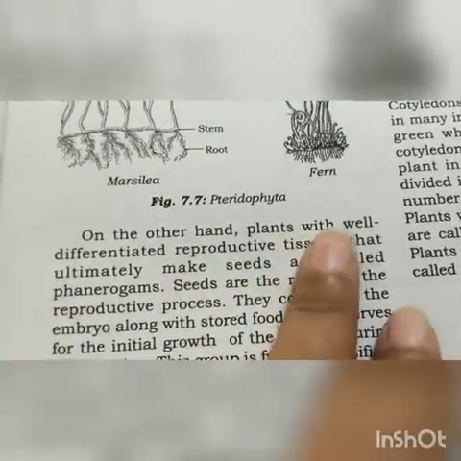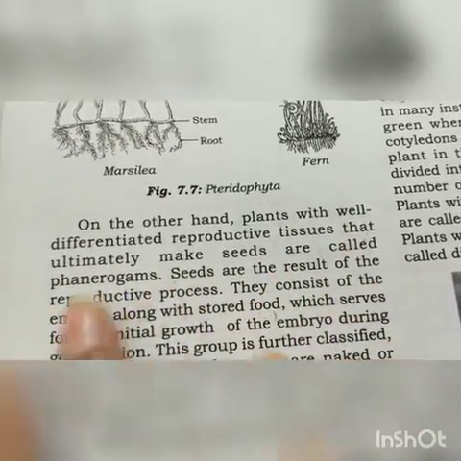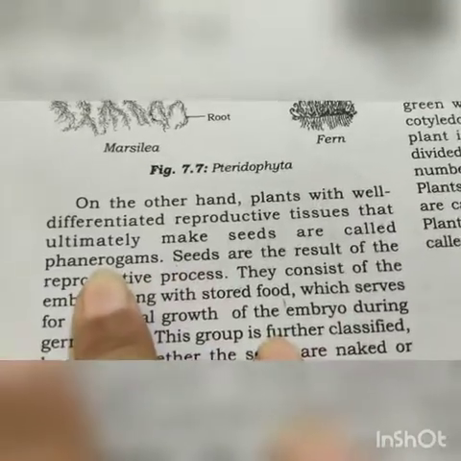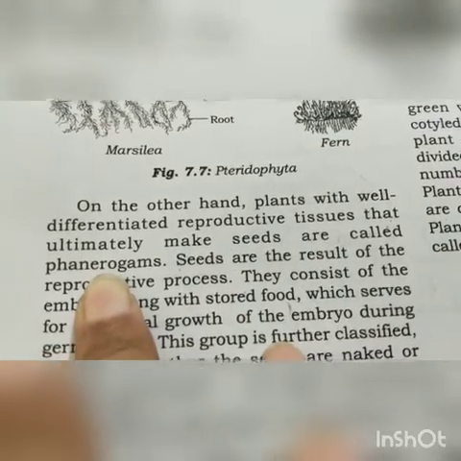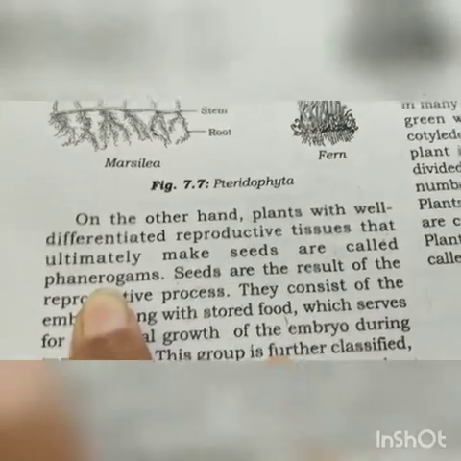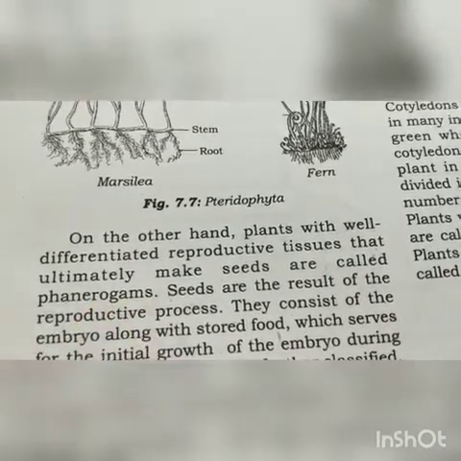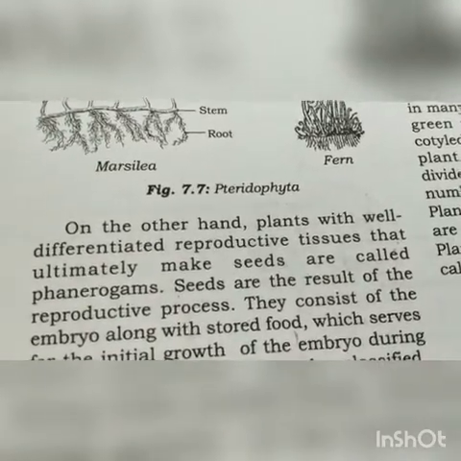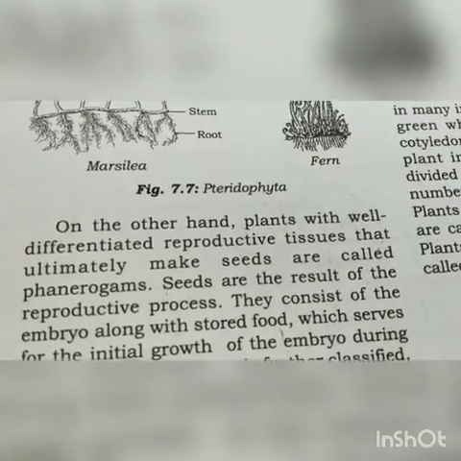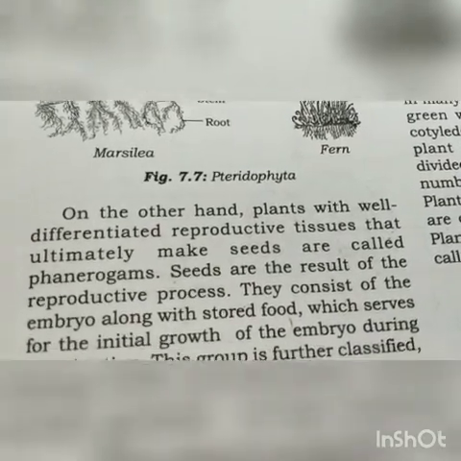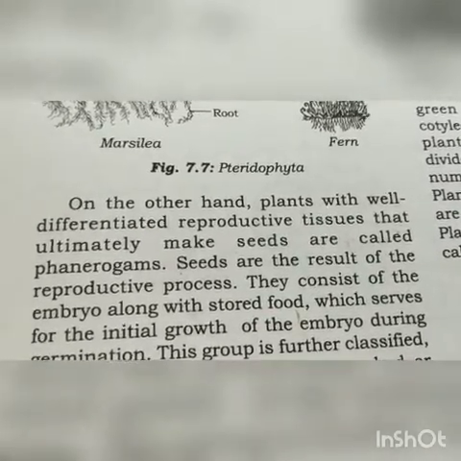On the other hand, plants with well-differentiated reproductive tissue that ultimately make seeds are called phanerogams. That means the plants which reproduce from spores, where you cannot see a true seed or from where they will reproduce, are called cryptogams. And on the other hand, the reproductive parts are well defined, and when they make seeds, they are called phanerogams.